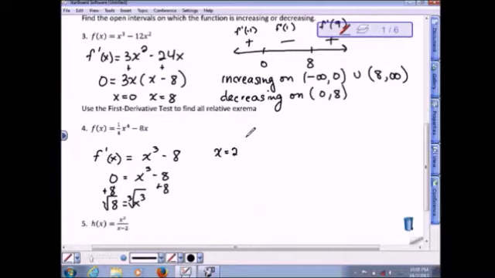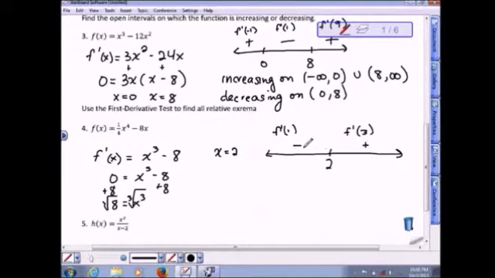Now, this is a critical value. We don't know whether it's a relative minimum or a maximum, so we use the first derivative test. We choose numbers in each interval plugged into the first derivative, so we could test f prime of 1, and f prime of 3. Now when 1 is plugged into the first derivative, 1 cubed minus 8 is a negative number, but if 3 is plugged into the first derivative here, 3 cubed minus 8 is a positive number.